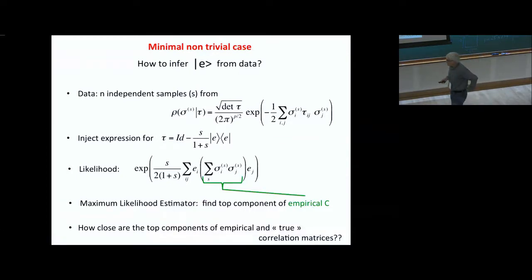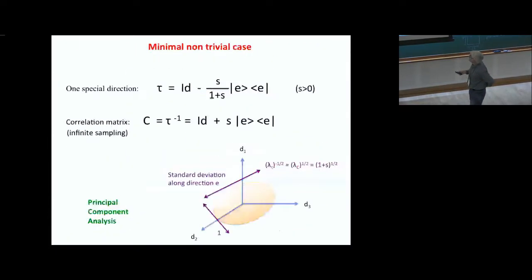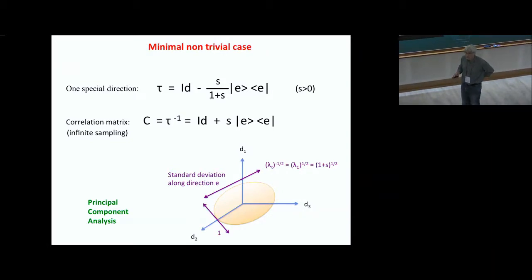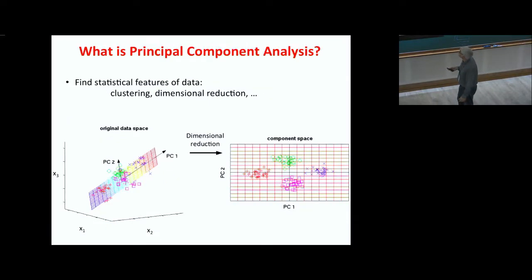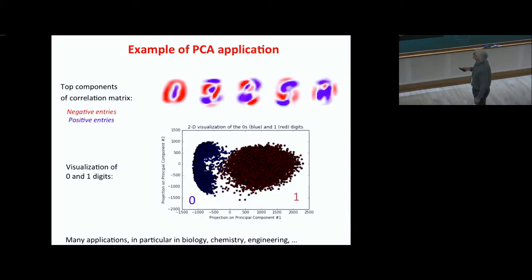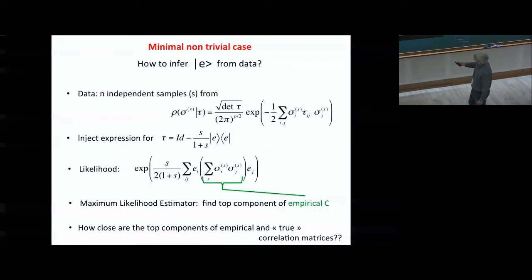Okay, but then here's the question. We have a model. In our model, I'm assuming that there is a nice direction E which has some meaning. Then I generate data from this model, and I'm asking, am I able to find E back from the correlation matrix of the data? This is not obvious. If I don't have enough data, and we had an argument that if P is much larger than N, that might not be the case, I won't be able to find E. So here's the question. I generate data here, and I would like to infer E from the data.